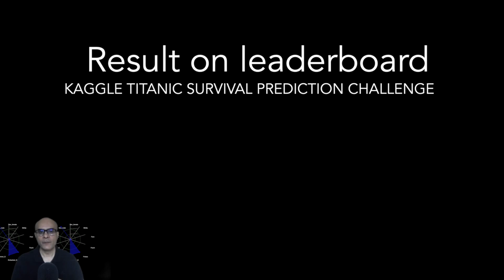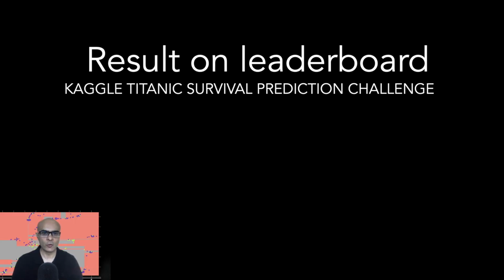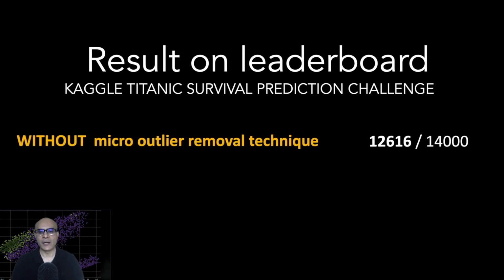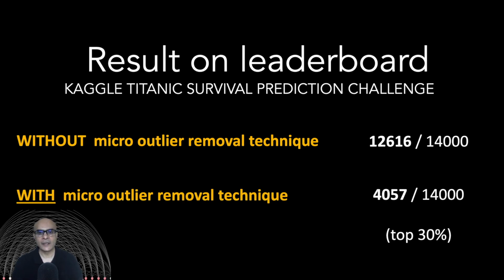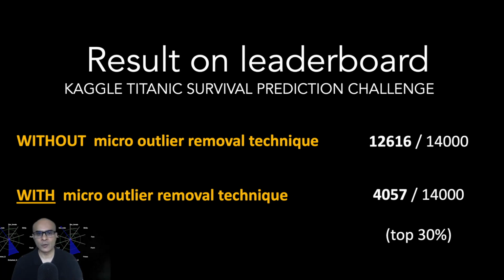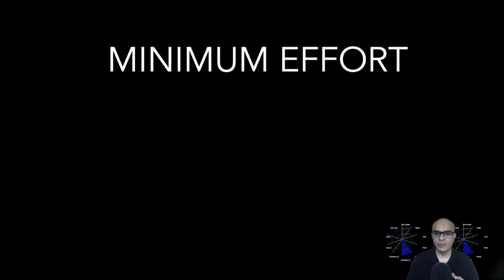Let me first start with the results I've got using the micro-outlier removal technique on the Titanic competition leaderboard. Now without this technique, my rank was around 12,000 out of about 14,000 participants. But after applying this technique, my rank jumped to close to 4,000, putting me in the top 30% of the leaderboard. And I did it with minimum effort.